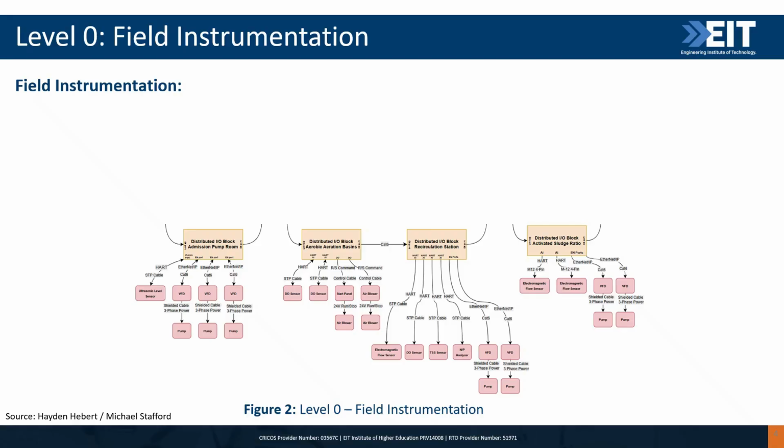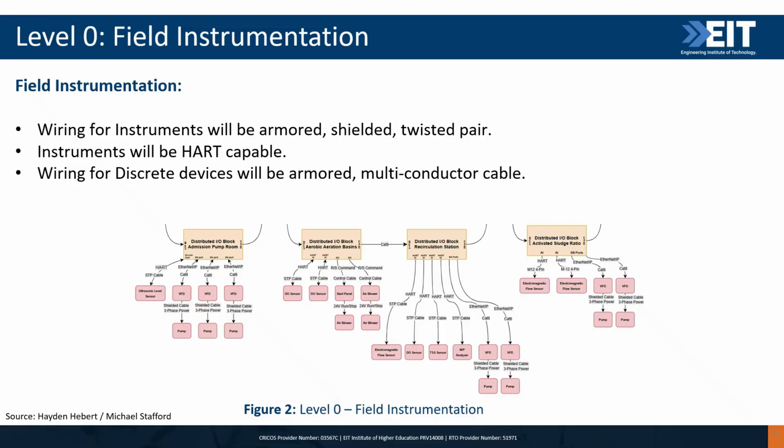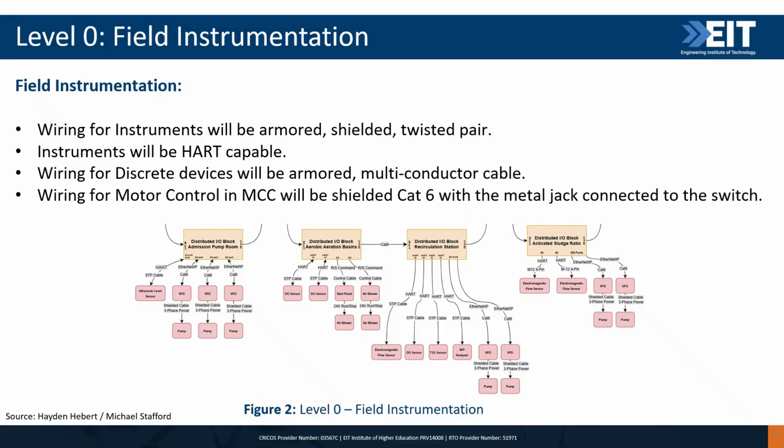Diving deeper, level 0 field instrumentation physical layer will include the following. Wiring for instruments will be armored, shielded twisted pair. Instruments will be HART capable. Wiring for discrete devices will be armored multi-conductor cable. Wiring for motor control in the MCCs will be shielded Cat6 with the metal jacket connected to the switch.